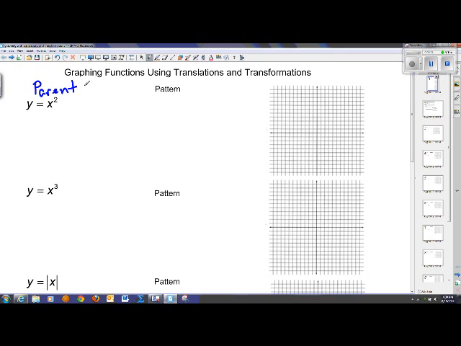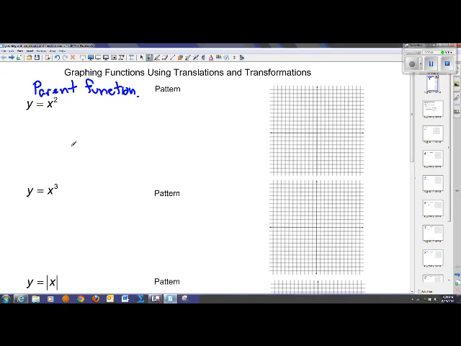And basically what a parent function is, it's kind of like the stripped down version of a car. All right, no air conditioning, AM, FM radio, et cetera. And from these parent functions, we're going to do things with them. We're going to move them to the left and right, up and down. We're going to stretch them out. We're going to shrink them down, et cetera.